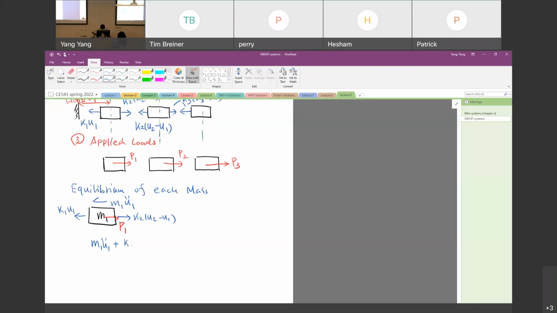So following the inertial force, you have plus K1 U1, and minus K2 (U2 minus U1), equal to P1.